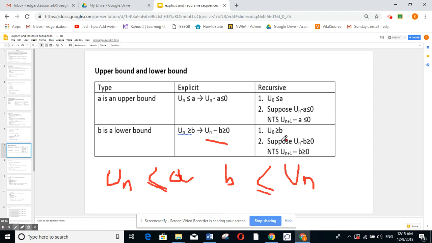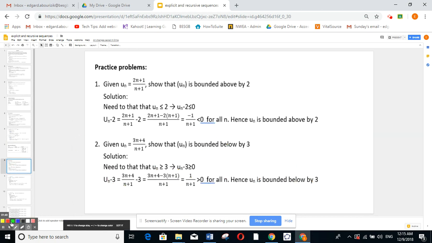And if b is a lower bound, you're going to say b less or equal to un. So for the first term, it means U0 bigger or equal to b. And suppose un minus b bigger or equal to zero, you need to show un plus one minus b bigger or equal to zero. As we did before in variation, the explicit is always easier to prove. So let us go directly to examples. In examples, you will understand better.